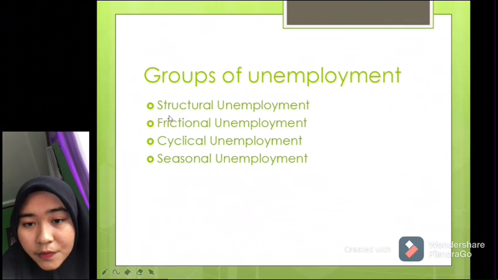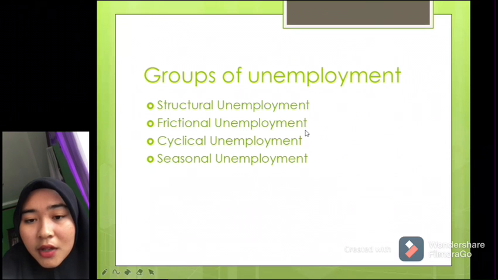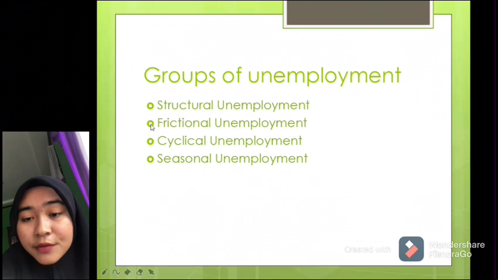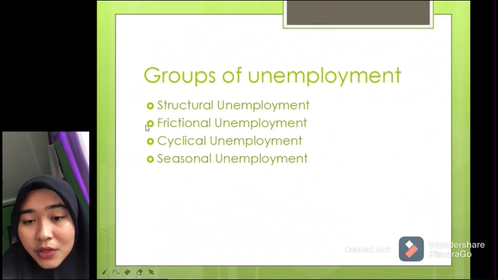The next, frictional unemployment. Oftentimes individuals take their time before finding the right job. When actively looking for work, they are categorized as unemployed.